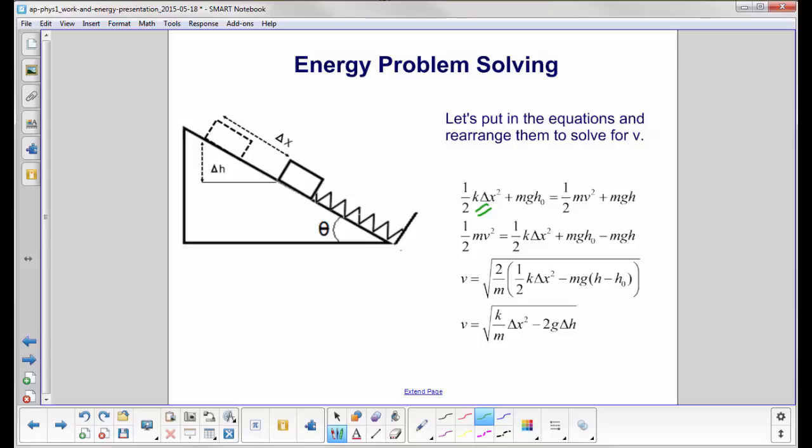We're solving for velocity, so first we put kinetic energy over here. This is the only term that has velocity. And then we go ahead and multiply both sides by 2, take the square root of both sides, and then recognize that h minus h0 is going to be delta h right here. So we put that into this equation here. We have the final velocity is the square root of k over m, delta x squared minus 2g times delta h.